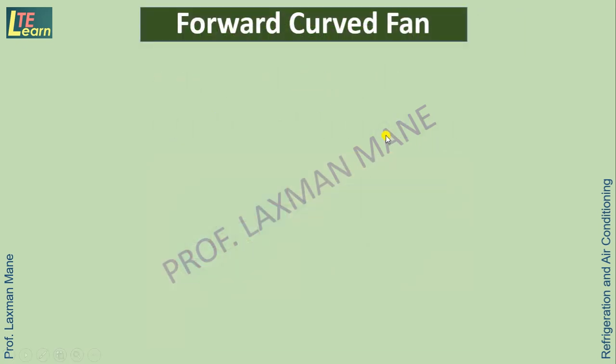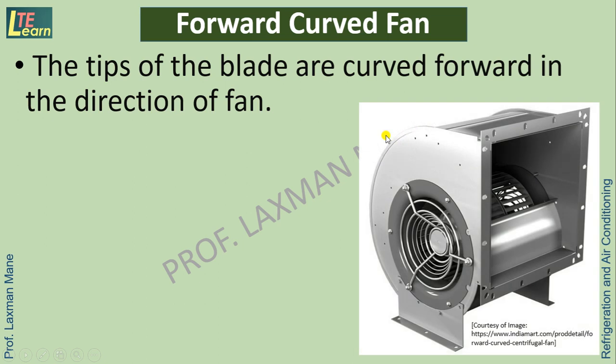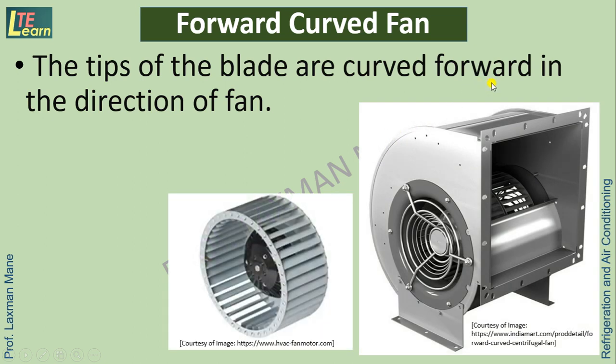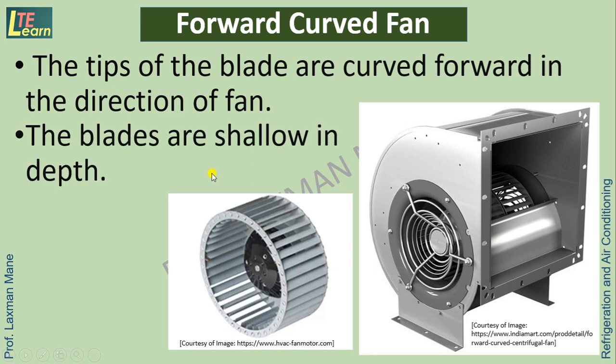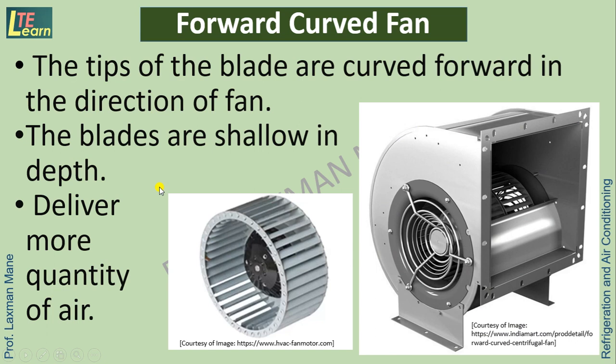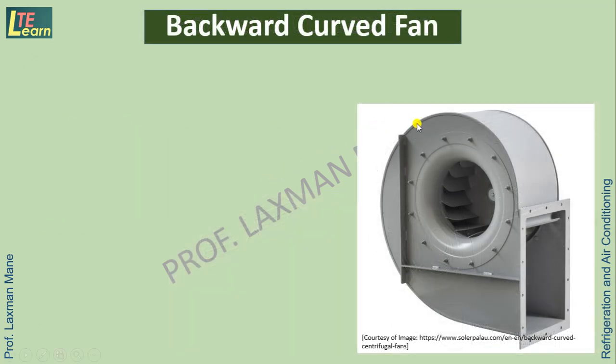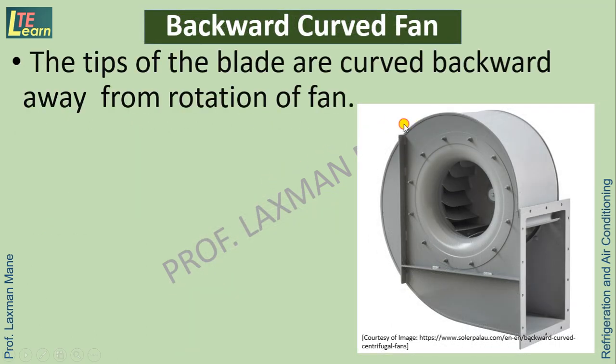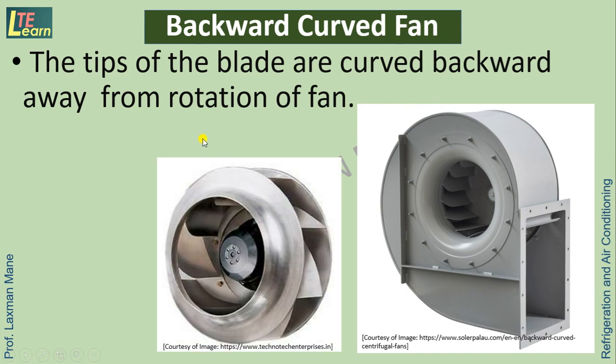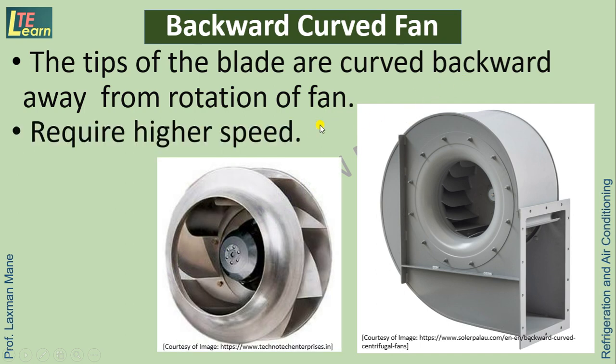In case of forward curved fan, the tips of the blade are curved forward in the direction of fan. The blades are shallow in depth. This fan delivers more quantity of air. In case of backward curved fan, the tips of the blade are curved backward away from the rotation of fan. It requires higher speed. This fan has higher efficiency.